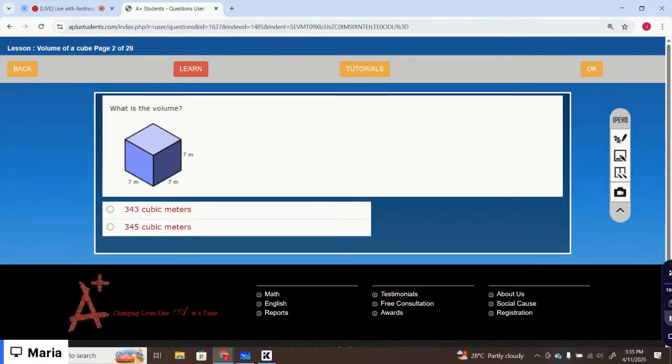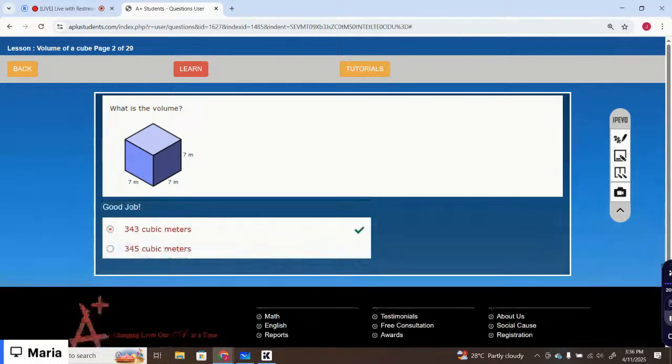What is the volume? So which is the correct option? Volume equals side times side times side. 7 times 7 times 7 is 343 cubic meters.